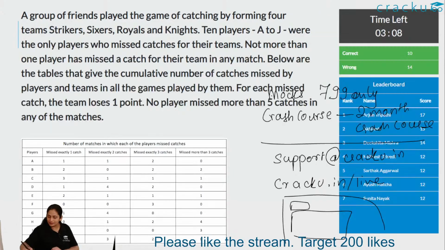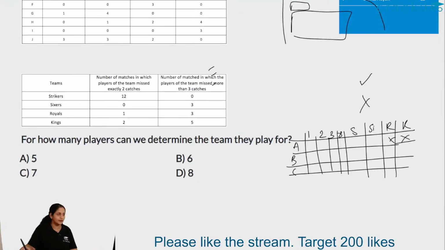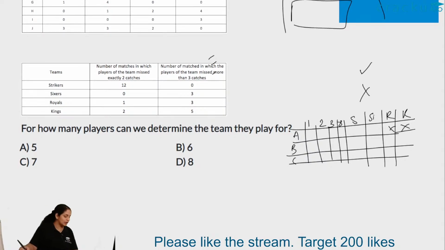Okay, let's see how many guys are there. 10 correct, 14 wrong. Still very good considering that this set is slightly on the harder side. And I'm seeing considerable improvement in a lot of students when it comes to solving these sets. So good for you guys. There's serious improvement in everybody, so I'm very happy to see the improvement.